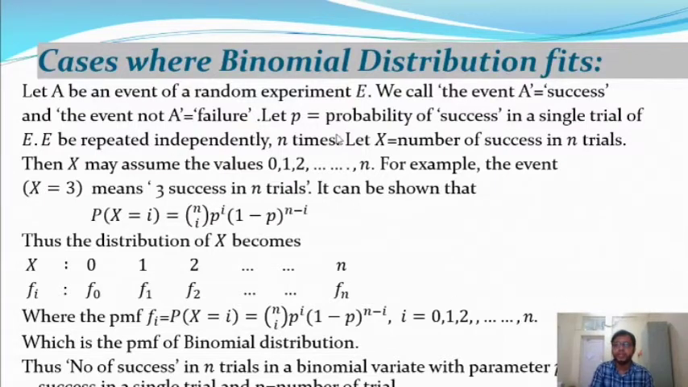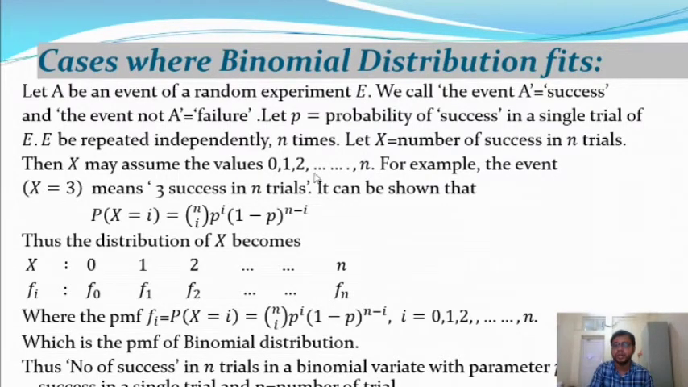Okay, so let p be the probability of success in a single trial of an experiment E, and E is repeated independently n times. Then capital X is equal to the number of successes in n trials. So here in a binomial distribution, n and p are the parameters. n is the number of trials, and p is the probability of success in a single trial. Then X may assume the values 0, 1, 2, and up to n.